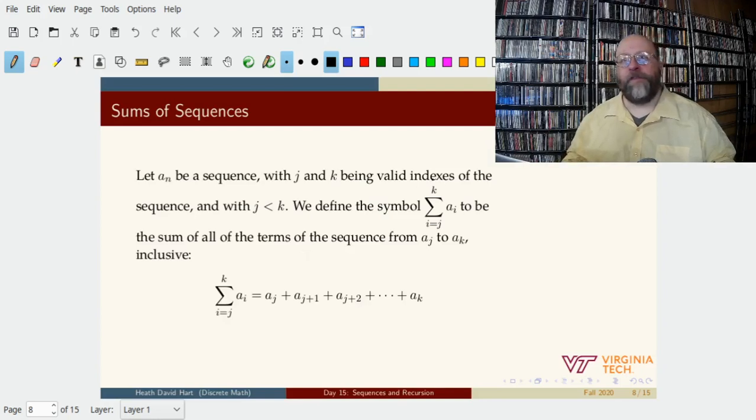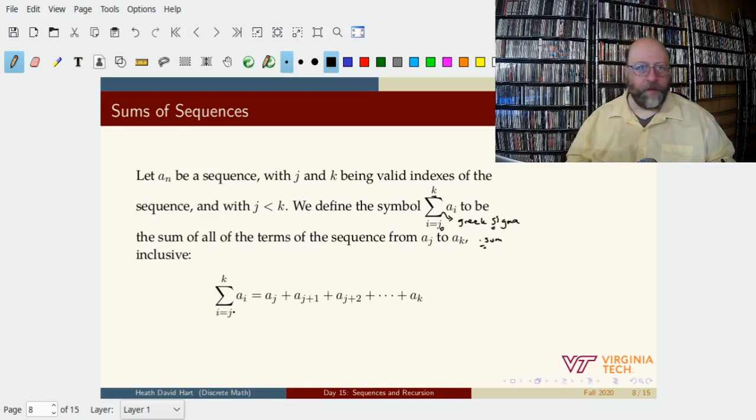This notation, you've seen this notation also when you did things like Taylor polynomials, Maclaurin polynomials. If a sub n is a sequence and these bounds j and k are valid indexes for the sequence, with j being less than k, so that we're increasing the index as we go up, then this represents the sum of all of the terms of the sequence from j to k. This is the Greek letter sigma, and the S in the sigma stands for sum.